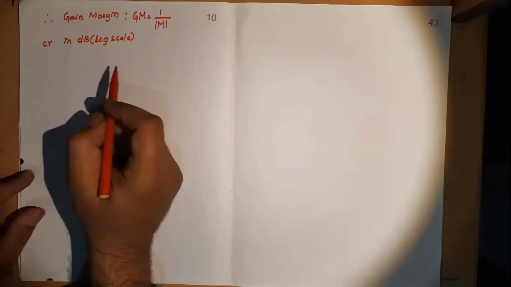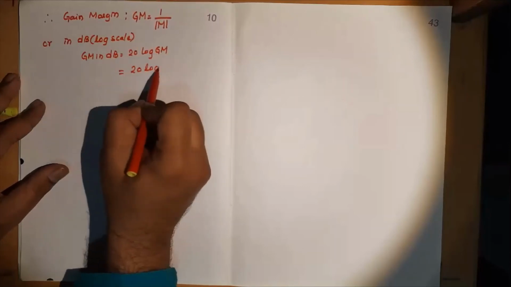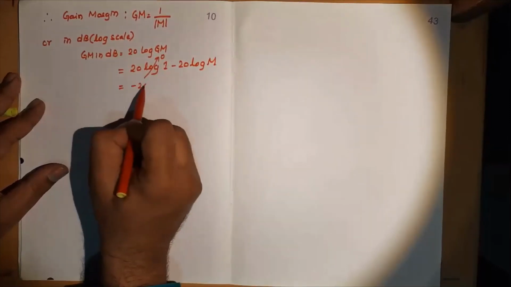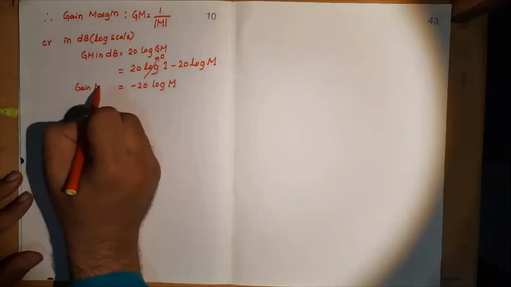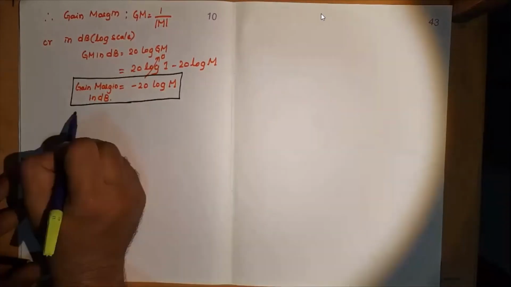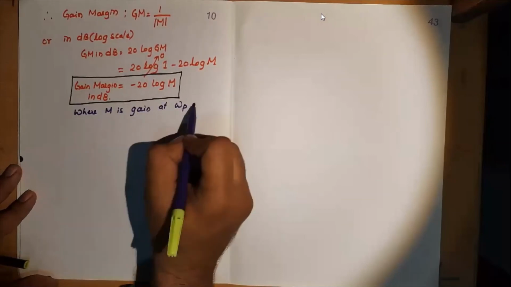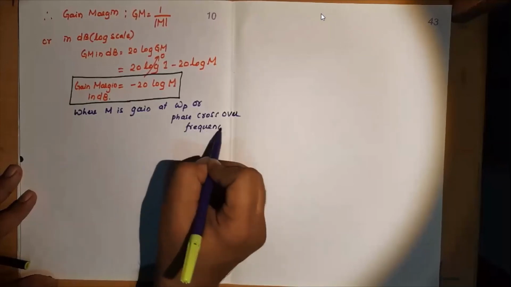And gain margin in decibels, in the log scale, is given by GM in dB equal to 20 log 1 minus 20 log M. So minus 20 log M is the gain margin in dB. So gain margin in dB, this is the formula. Fine. So this is the formula for gain margin in dB, where M is the gain at the phase crossover frequency, that is, the gain at the frequency which cuts the -180 degree line.